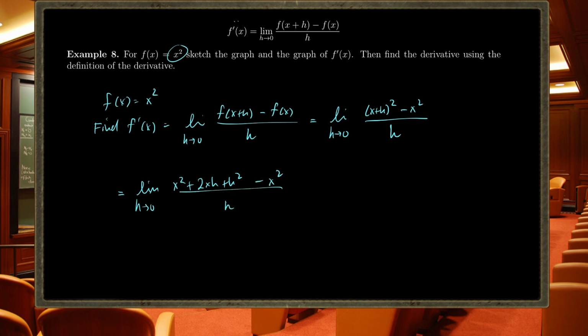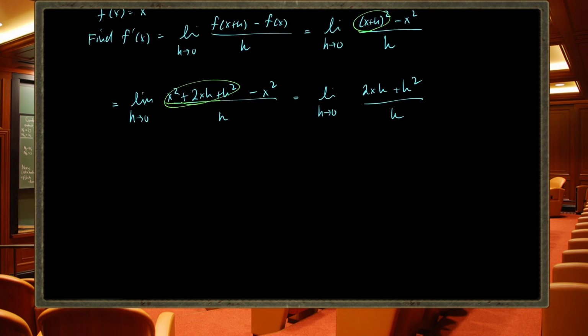Okay, so you see this piece here is this piece here. And so then we're left with the limit as h goes to 0 of 2xh plus h squared all over h. The x squareds cancel. And so this is generally how these should go. You should have a factor of h left over so that when you can write it like so. And we've seen this before.